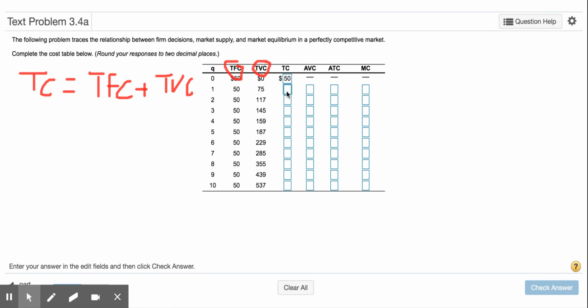50 plus 75. That's 125. 50 plus 117, and that's equal to 167, 195, 205, 209, which is 50 plus 159. 50 plus 187 is 237.